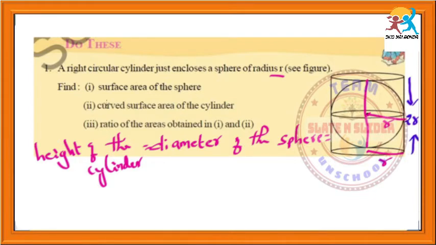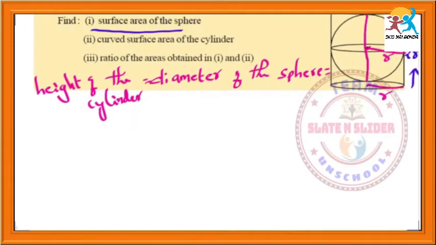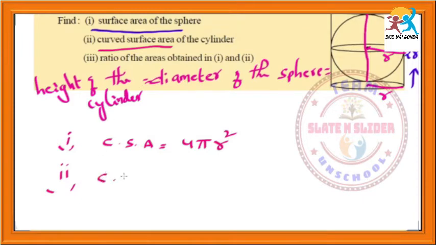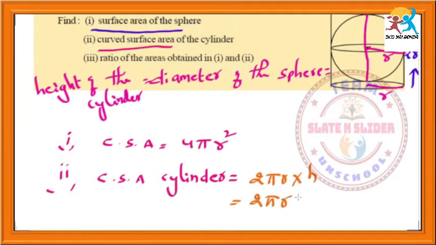Yes, we can find. First one, surface area of the sphere. So this is the direct question. So the surface area of the sphere, curved surface area, is equal to 4 pi r square. The second one, curved surface area of the cylinder. So CSA of the cylinder is equal to perimeter of the base into height, that is 2 pi r into h. So we will substitute 2 pi r into h. What is h? h is 2r. So we get 4 pi r square.